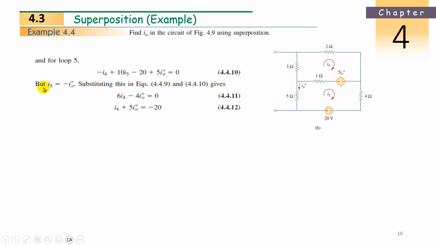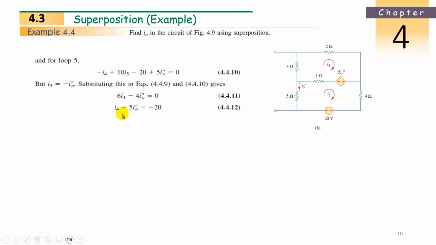Now rearrange with this equation 9. We know that I5 is nothing but minus I0 double dash, opposite to this one. So substitute, because we need I0 double dash only, not I1, I2, I3. Substitute I5 equal to minus I0 double dash in the previous two loop equations. Then you will get these two final equations: 6 I4 minus 4 I0 double dash equal to 0, then I4 plus 5 I0 double dash equal to minus 20. Now rearrange and solve these equations.